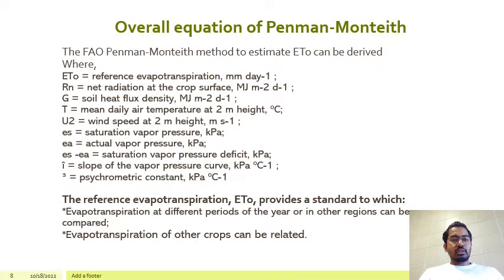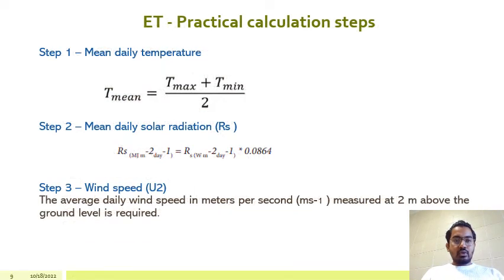The FAO Penman-Monteith method to estimate ETo can be derived, where ETo, the reference evapotranspiration, is in millimeters per day, and Rn is the net radiation of the crop surface, and there are some other variables we are using in the equation. The reference evapotranspiration ETo provides a standard to which evapotranspiration at different periods of the year or in other regions can be compared, and evapotranspiration of other crops can be related. So we have to calculate every step to determine the ET values.